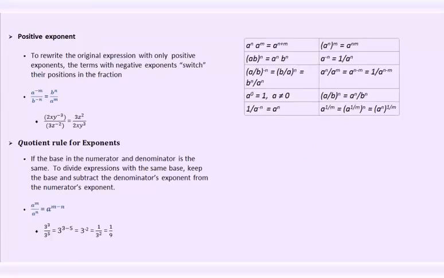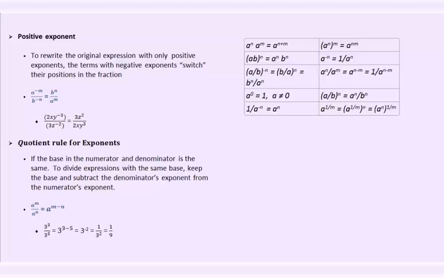If we have negative exponents in a fraction, we can rewrite the original expression with only positive exponents by switching their positions in the fraction. So we see below we have 2x to the negative third over 3z to the negative second power. If we switch our factors, where our 3 is on top instead of the bottom, and our 2 is on the bottom instead of the top, our exponents go from negative exponents to positive exponents.